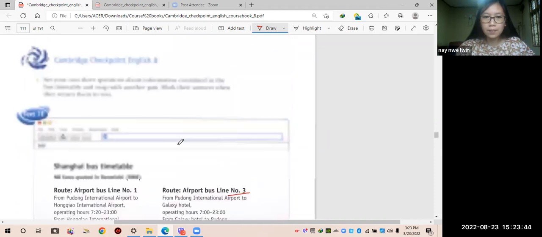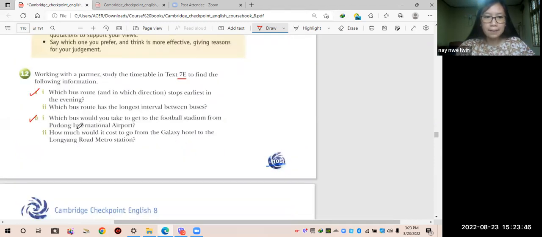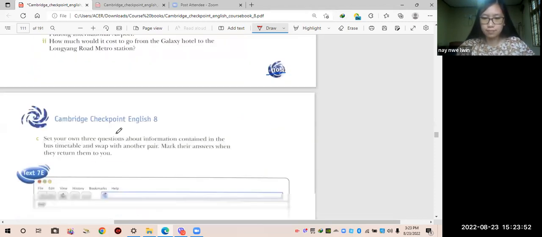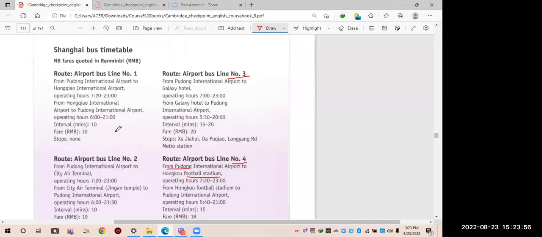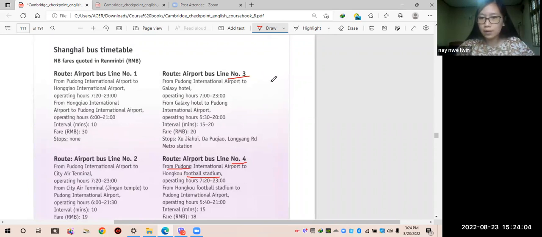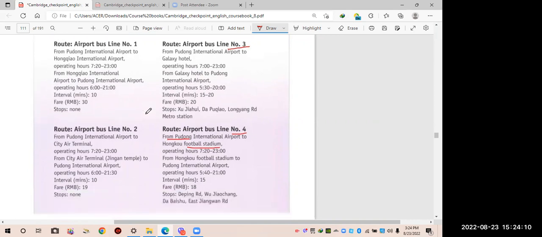Okay, so how about number B2? How much would it cost to go from Galaxy Hotel to Longyan Road Metro Station? 60. So how about the other scenario? 20?